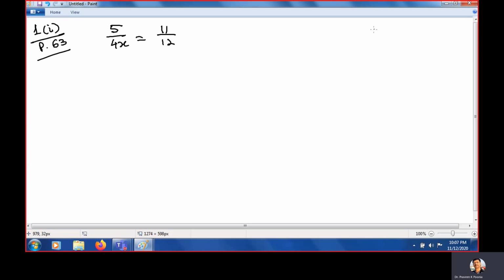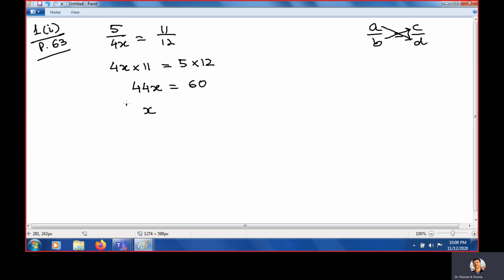So as I told you, it is a upon b is equal to c upon d. How are we going to solve it? Multiply cross here, multiply cross here. So what is it? 4x times 11 is equal to 5 times 12. This is 4x times 11. How much is it? 44x. 4 times 11 is 44. 5 times 12 is 60.